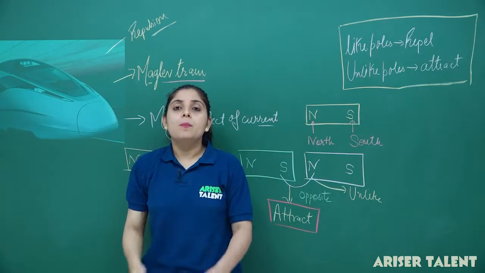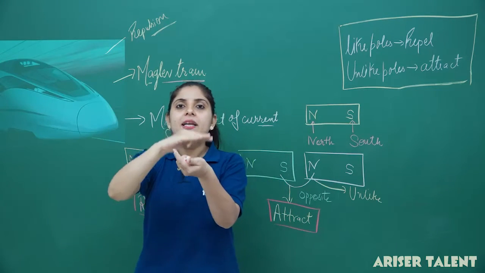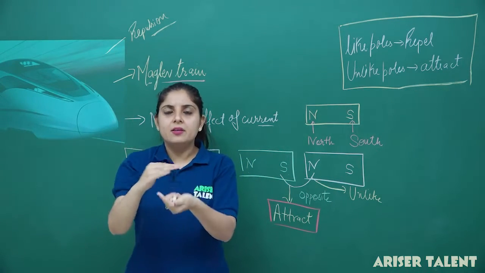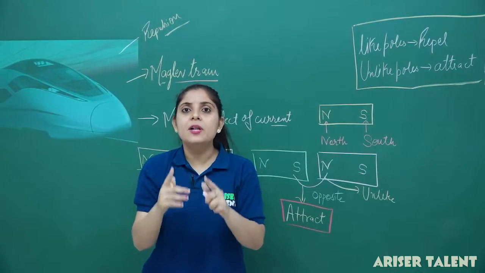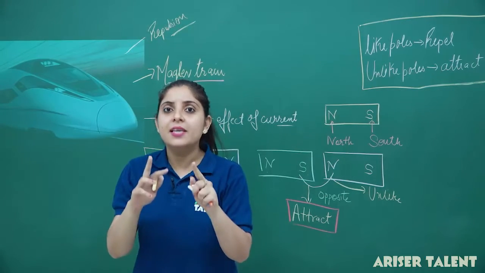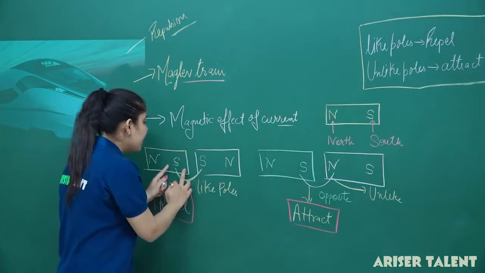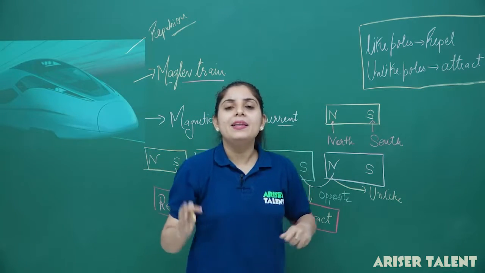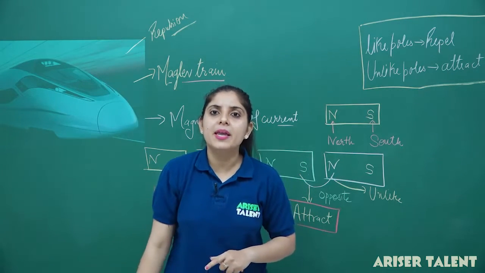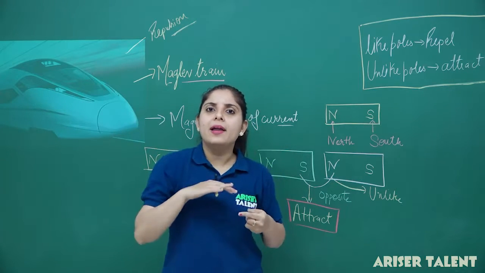Why repulsion? Because you have seen that in the track and in between the train. In between the train and track, the repulsion works only when the poles are the same. It means if they have south-south poles or north-north poles, they are going to repel each other, and this principle will make the train float on the track.